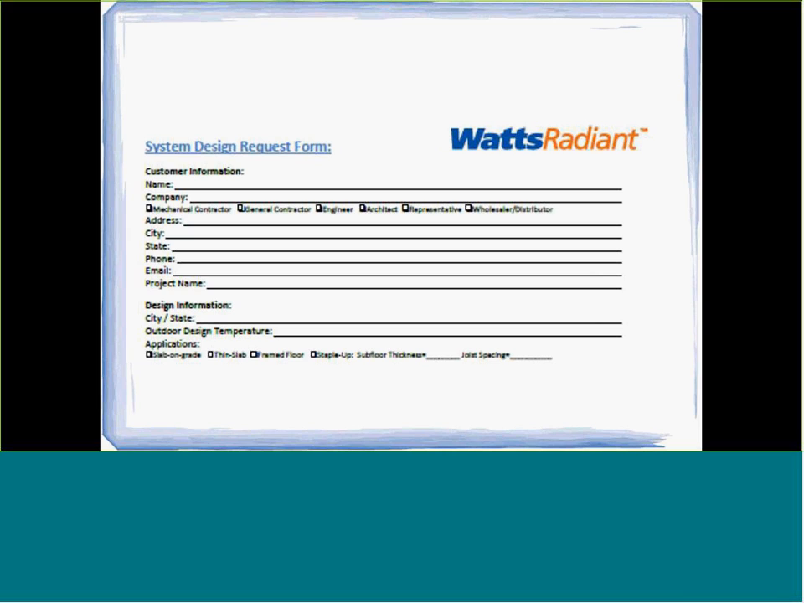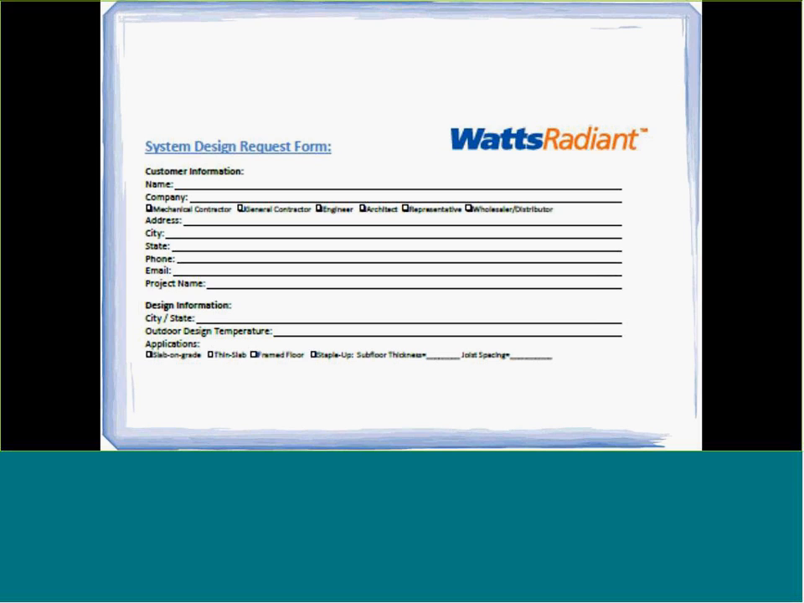We get a lot of projects in when we're doing designs, and without a project name, sometimes it's hard to distinguish between different projects. I mean, you can only have so many 36 by 48 pole barn project names until you start to get them confused. City and state is important because we need to know what the outdoor design temperature is. And when we're designing, we do follow the ASHRAE standards for design, so that design temperature is important for our designs. And then we would need to know the application.